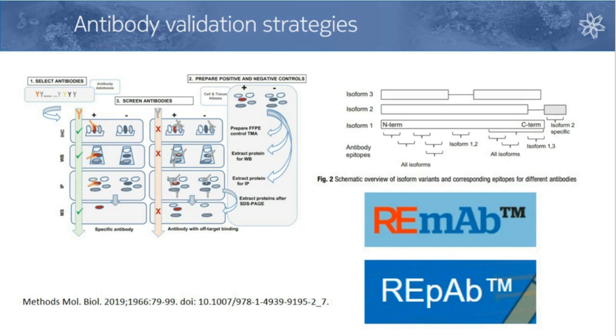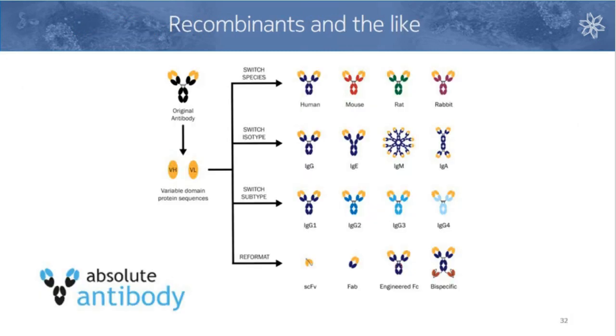In those kinds of cases, again, remab might be the way to go. It might be the best strategy for you to just take an antibody you already have access to, sequence it, create a recombinant, and ensure indefinite access to it.